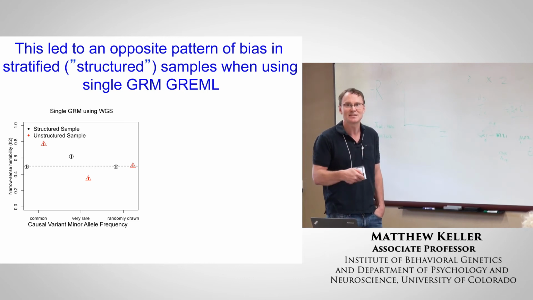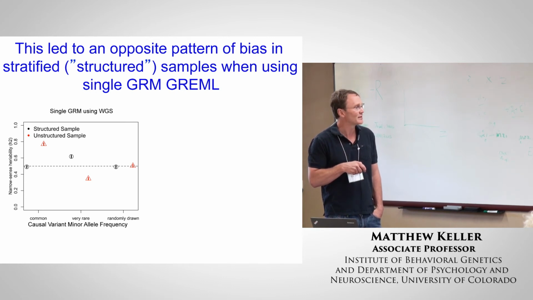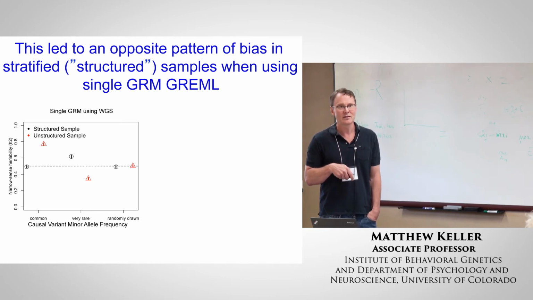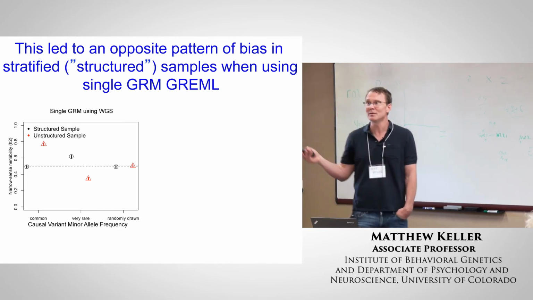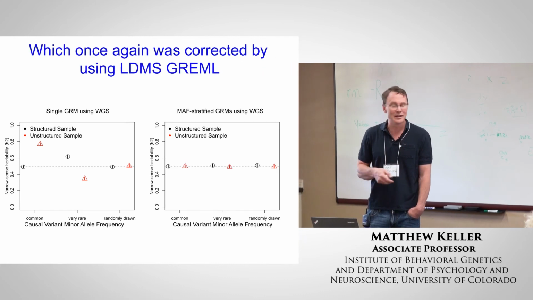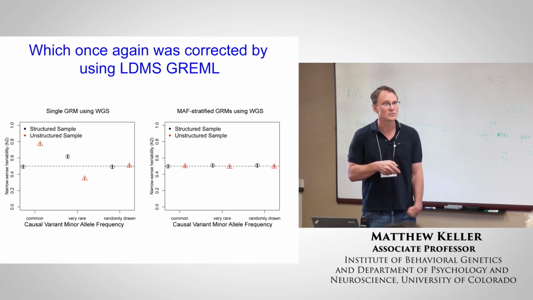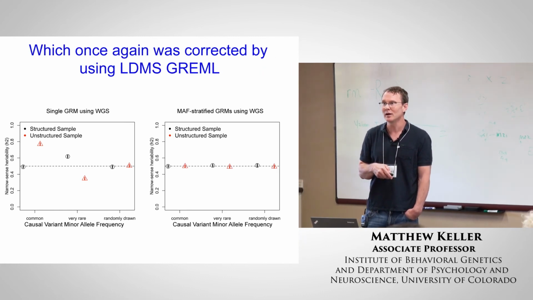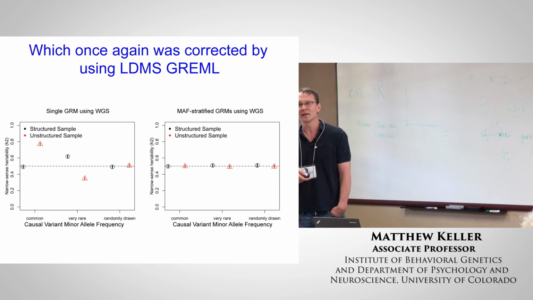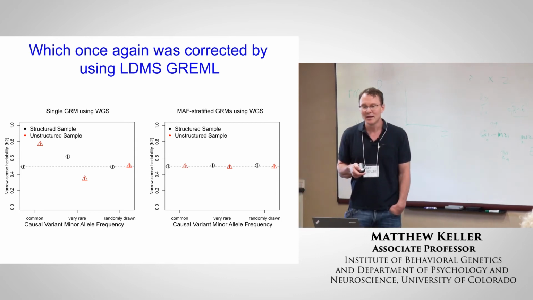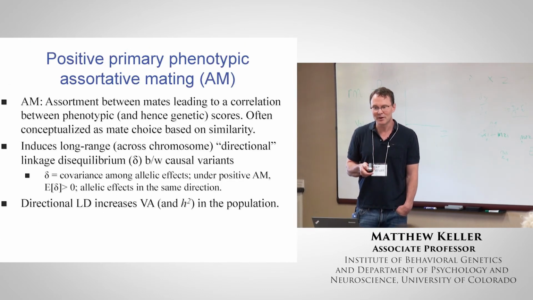So you get the opposite set of biases in a stratified sample than you get in an unstratified sample, which at first was really perplexing, but when you looked into that R squared QM over R squared MM, everything made sense. We stratify by MAF, and that effect goes away. So once again, another example where LDMS performs well, another motivation for using LDMS over something like LDAK that uses a single GRM. And finally, I'll just talk really briefly about this.